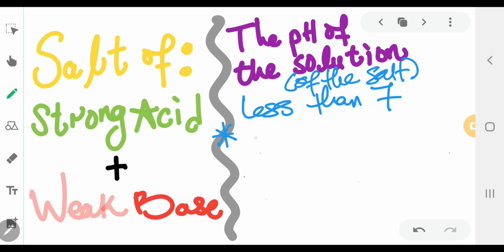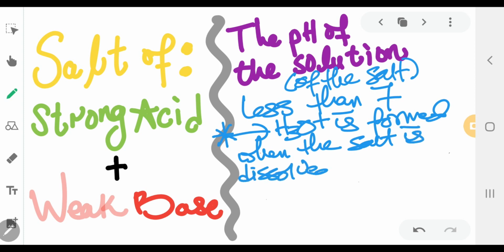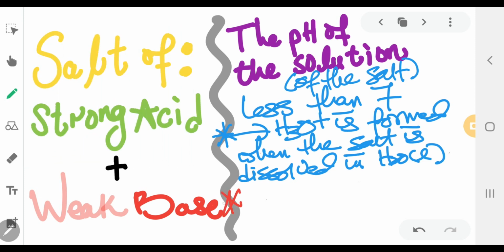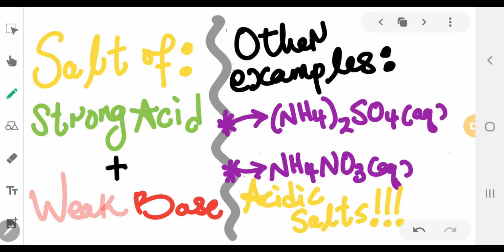Why? Because like what we have seen just now, H3O plus is formed when the salt is dissolved in water. So what can we say about this? It is an acidic salt. Other examples of acidic salts are like this and that. So these are the other examples of acidic salts.